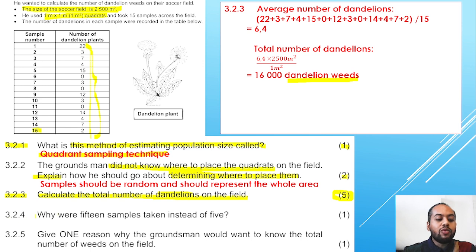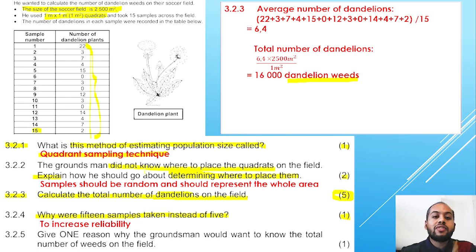3.2.4 says, why were 15 samples taken instead of 5? So 15 is more than 5. What did you do when you chose 15 samples instead of 5? You increased your sample size. And increasing your sample size is one of the things that we are doing when we want to increase or improve our reliability of an investigation.